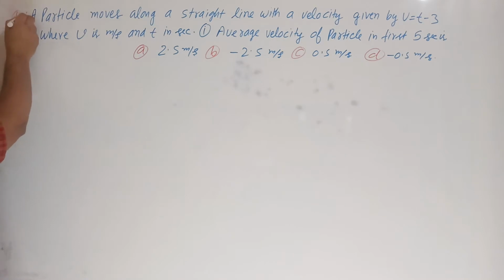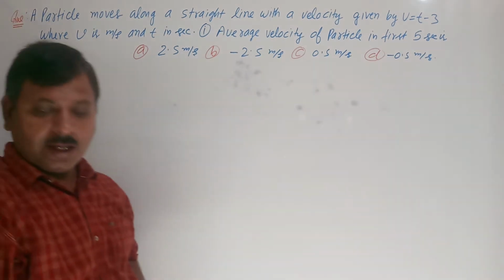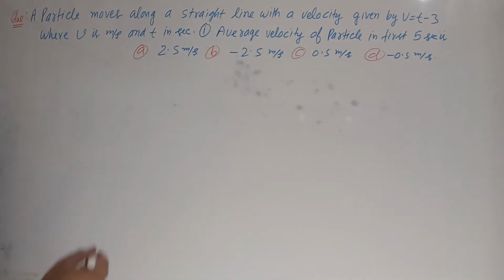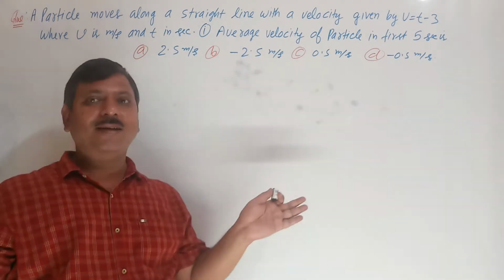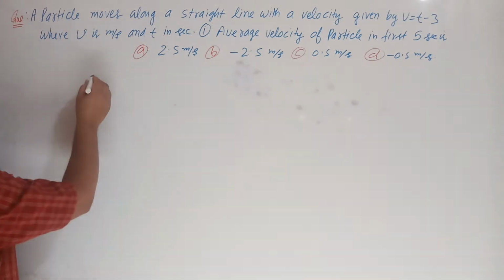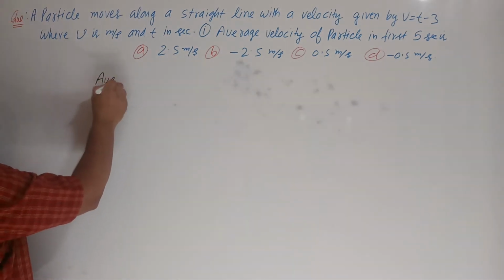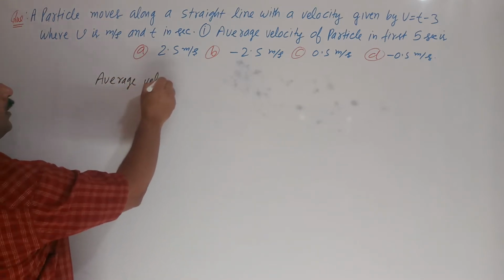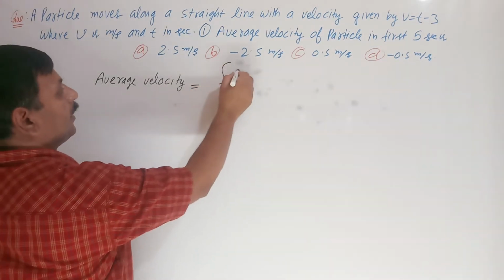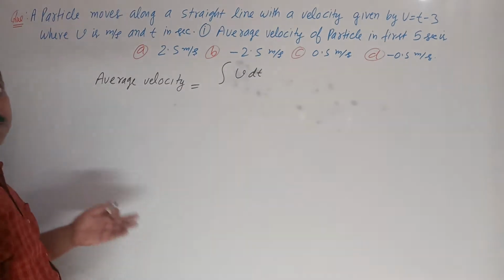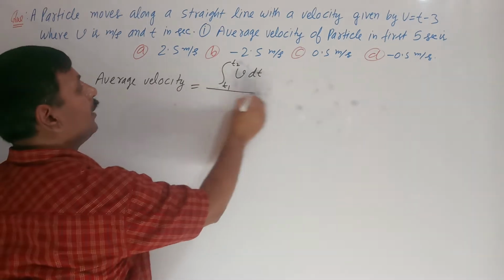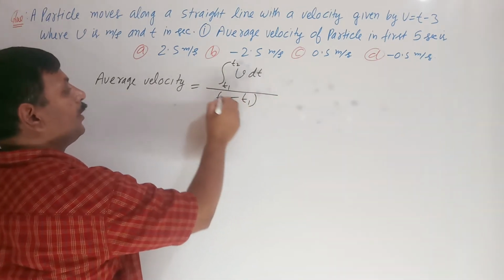So see here, in this question what do we have to do? Average velocity. How are we finding the average velocity? The average velocity means net displacement in a given time interval divided by the time interval. What will be the average velocity in a given time interval? Net displacement in the time interval, suppose t1 to t2, divided by the time interval t2 minus t1.